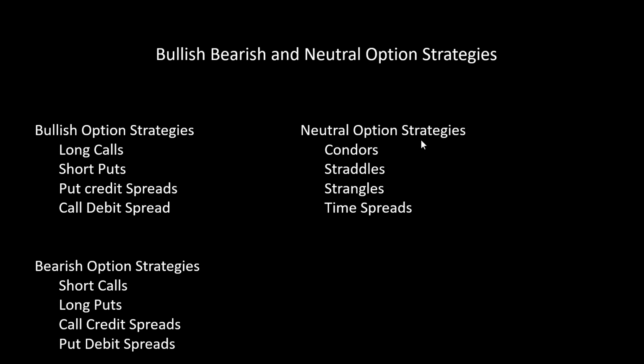These are your neutral strategies: condors, straddles, strangles, and time spreads. These are all neutral strategies. In other words, you don't care which way the stock moves. In some cases, straddles and strangles, you want it to move a lot. In condors, you don't want it to move a lot. And time spreads, you don't really want it to move a lot. So those are the bullish and bearish and neutral option strategies that I follow. And that's just so you can identify, if you want to do some options, you want to do a strategy: am I bullish or am I bearish? Then you can know which ones to take.